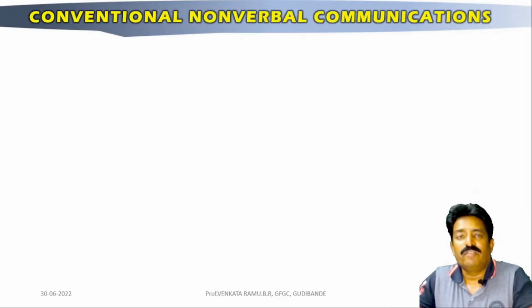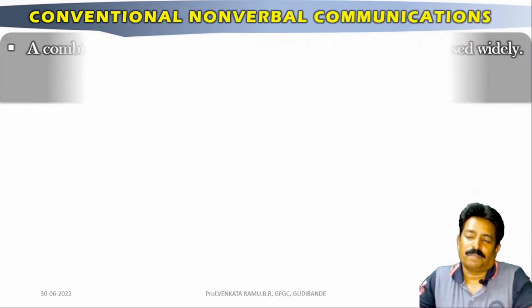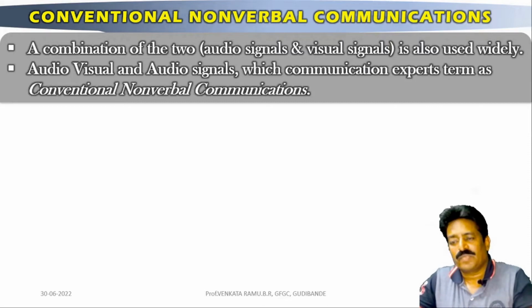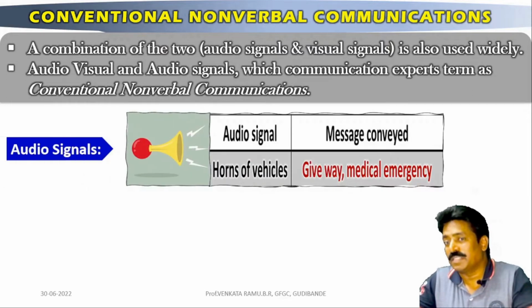Friends, now let us come to the conventional nonverbal communication. A combination of the two, audio signals and visual signals, is also used widely. Audio visual and audio signals, which communication experts term as conventional nonverbal communication. Let us look into some examples.